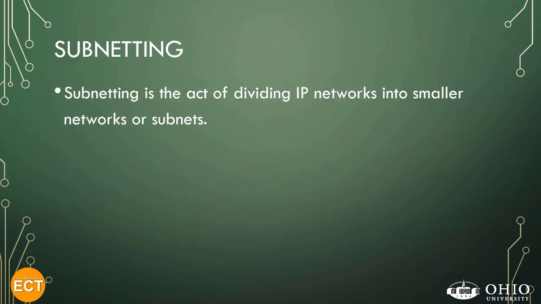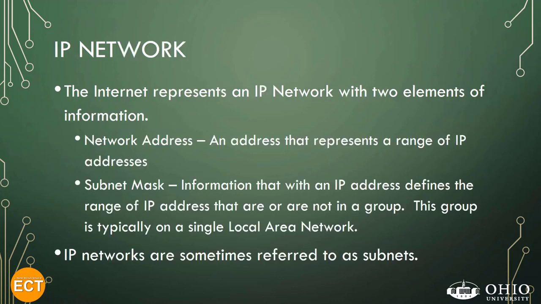Subnetting is the act of dividing larger IP networks into smaller networks, and networks are sometimes called subnets in this environment. An IP network is uniquely identified by two elements of information: the network address, which represents the beginning of the IP network range, and the subnet mask, which defines the range of addresses that are part of the IP network.